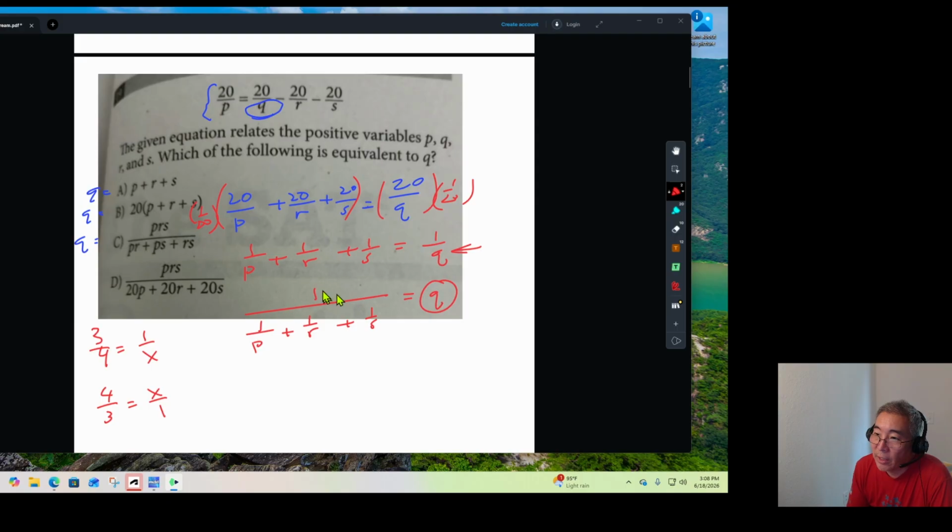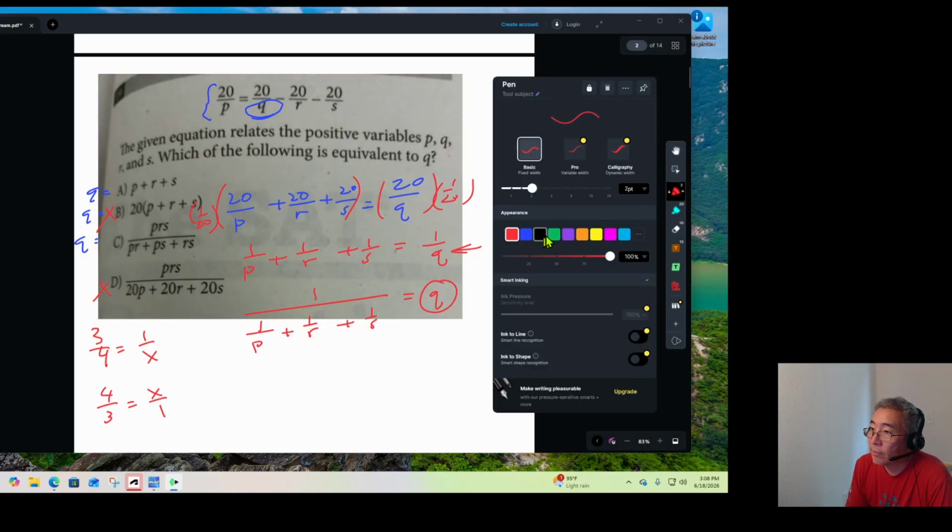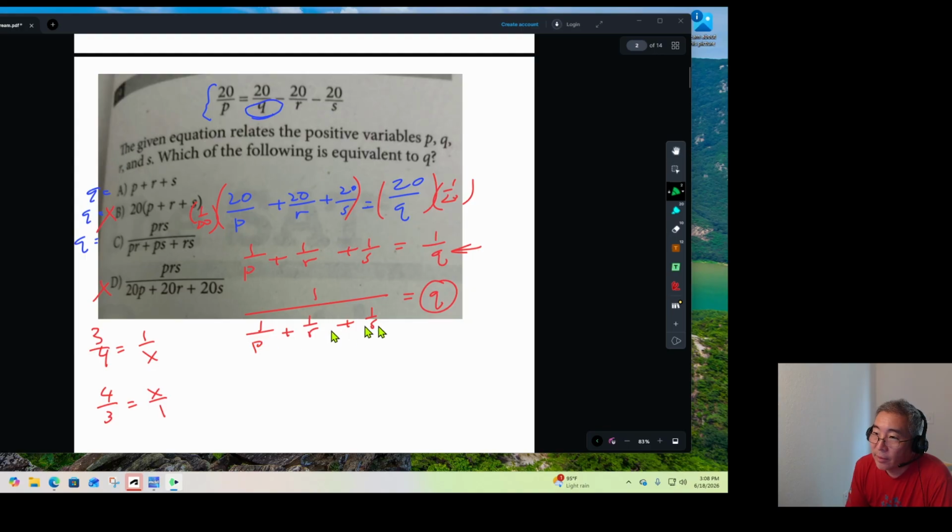All we need to do is make the left side expression look like one of these expressions on the right. It's probably not one of these that have 20 in it because we got rid of the 20 very early, right? So how do we make this into a less complex fraction? Well, we just need to multiply the top and the bottom by a common denominator here. So if we multiply this whole thing by PRS and we multiply this whole thing by PRS, that's legal, right? We can multiply both the top and the bottom by the same thing.